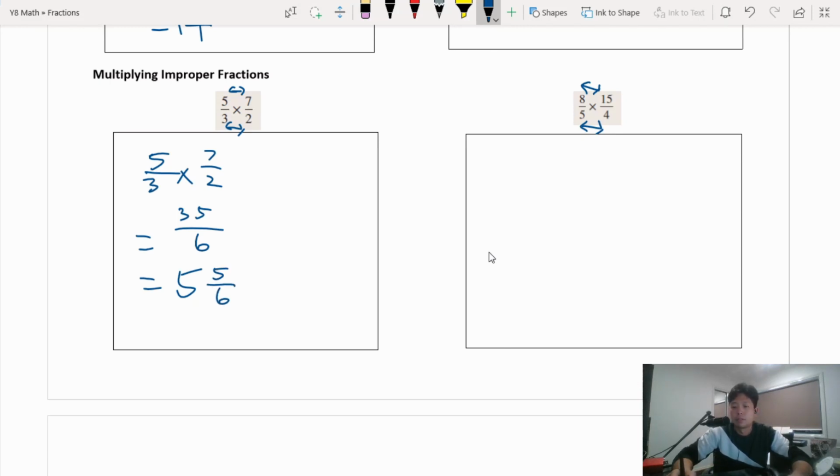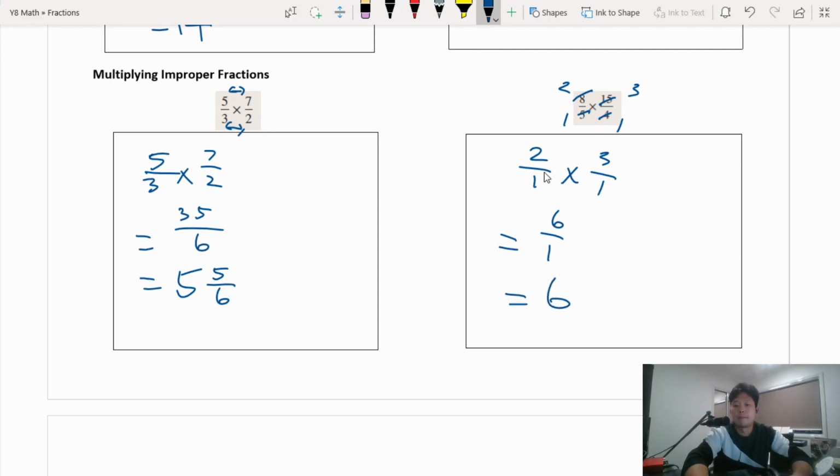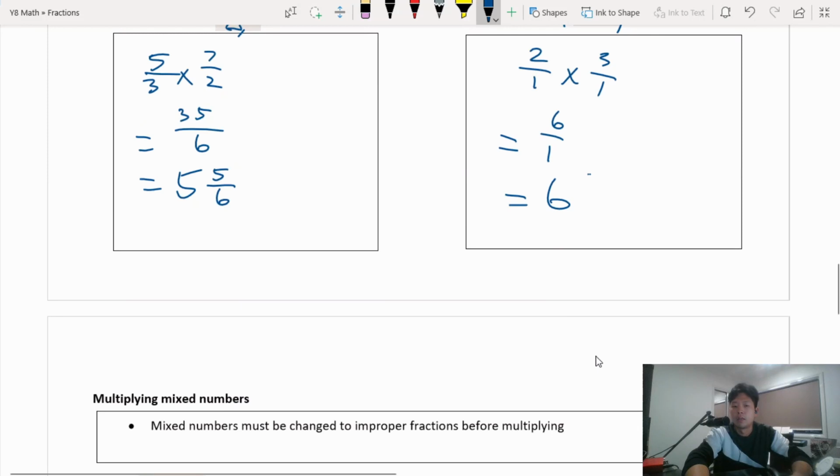Now for this question, I can see a couple of things we can cancel. We can cancel the 8 with the 4. They're both divisible by 4. That gives us 2. That gives us 1. And the 5 and 15 are both divisible by 5. That gives us 1, and that gives us 3. So our question then becomes 2 over 1 times 3 over 1, which equals 6 over 1, and our final answer is 6. Alright, give yourselves a tick if you got those correct.